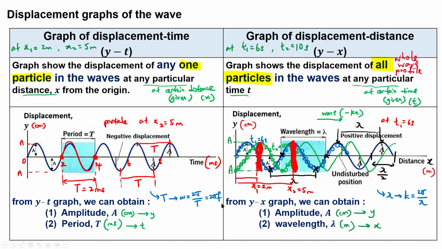We can know the frequency also. We can know the period, we can know the frequency. So we can know K and omega from these two graphs. And then both graphs also give us the amplitude, correct or not? So from these two graphs, we can build the equation for the whole wave.